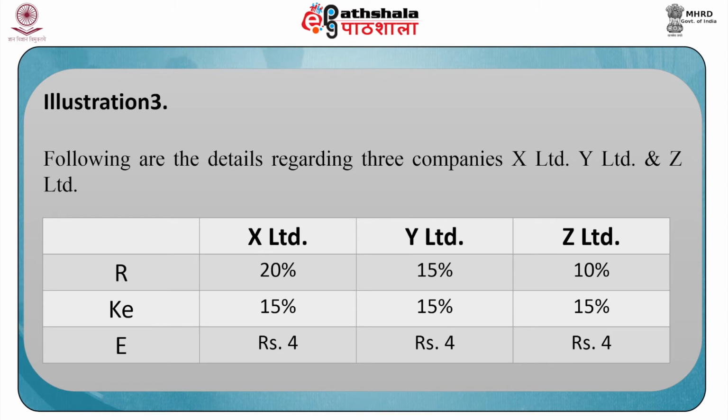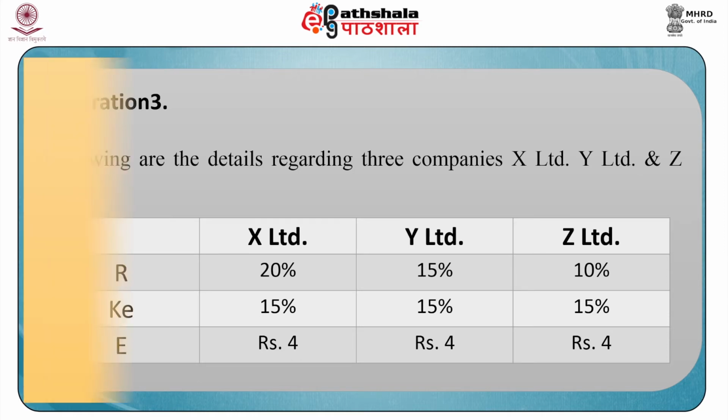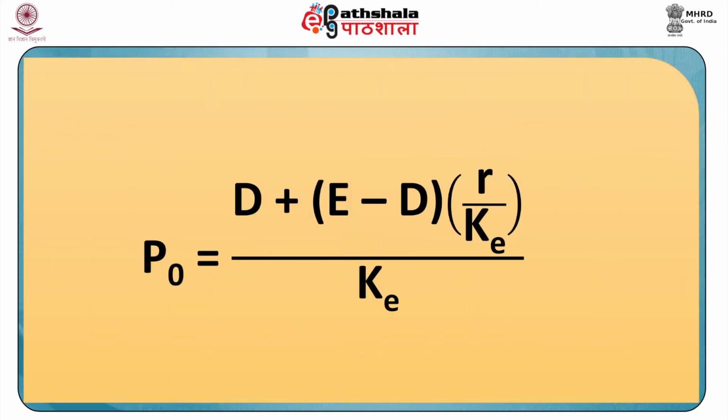R is equal to 20%, 15%, 10% respectively. KE is 15%, 15%, 15% respectively. E is rupees 4, rupees 4, rupees 4. Calculate the share price at a payout ratio of 50% and 75%. Now let us see the solution.